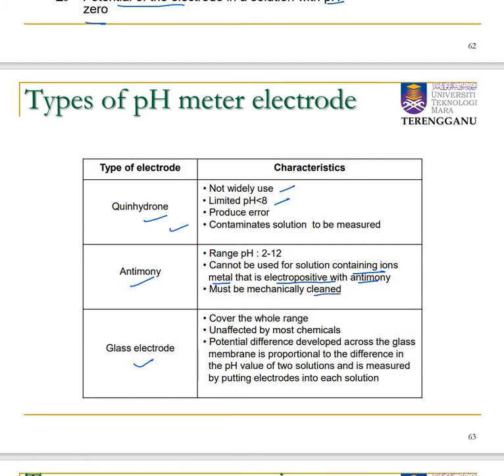For the glass electrode, it is the same as I showed you in the previous pH measuring system. This is the commonly used glass electrode. It is unaffected by most chemicals. The potential difference developed across the glass membrane is proportional to the difference in the pH of the two solutions, and it is measured by putting an electrode into each solution.